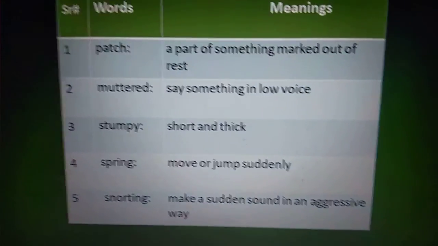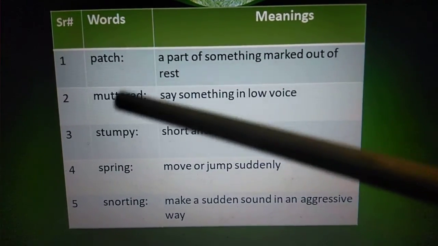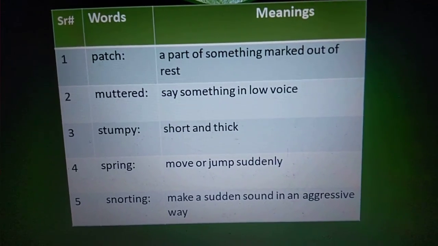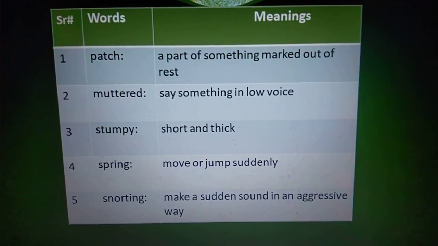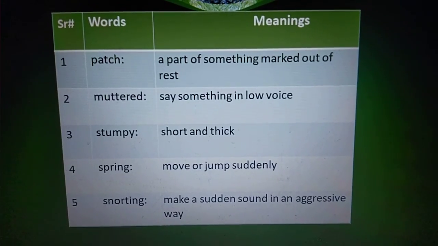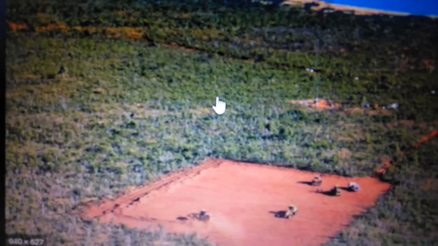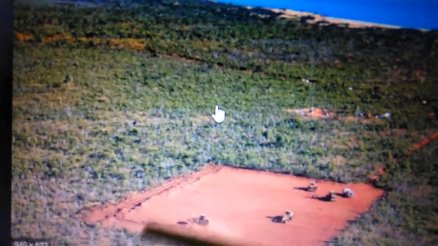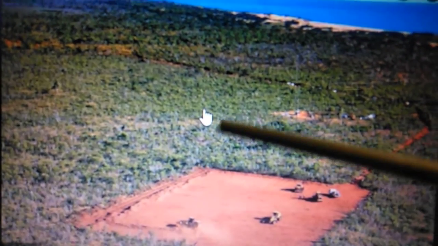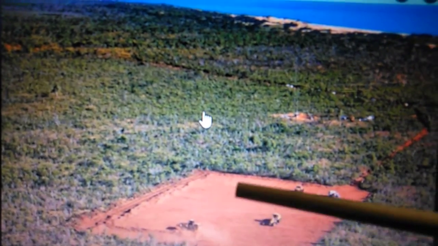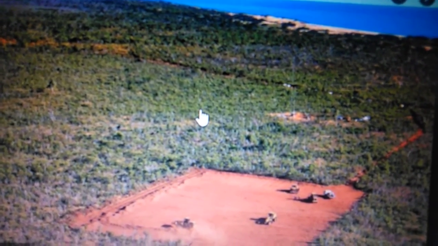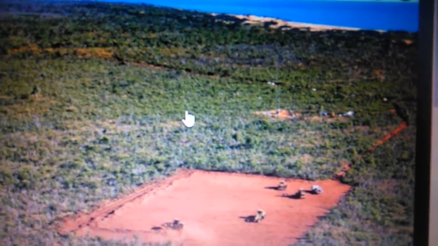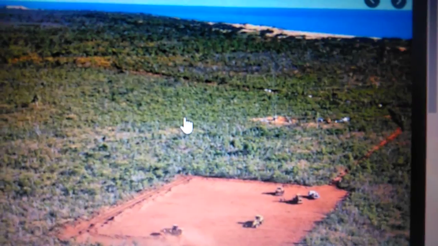So our first word is patch. What is the meaning of patch? A part of something marked out of the rest. Patch can be a piece of anything or a part of something marked out of the rest. Now look at this image. This is called a patch. It is marked, and you can see it is different from the rest of the land, so it is called a patch. Or patch may be a piece of cloth or paper. It is also called a patch. Now move to the next word.